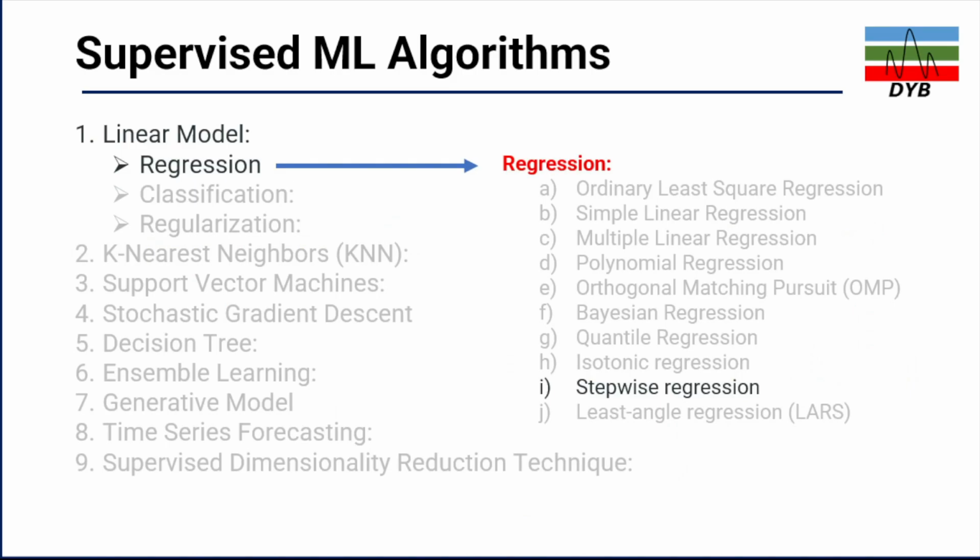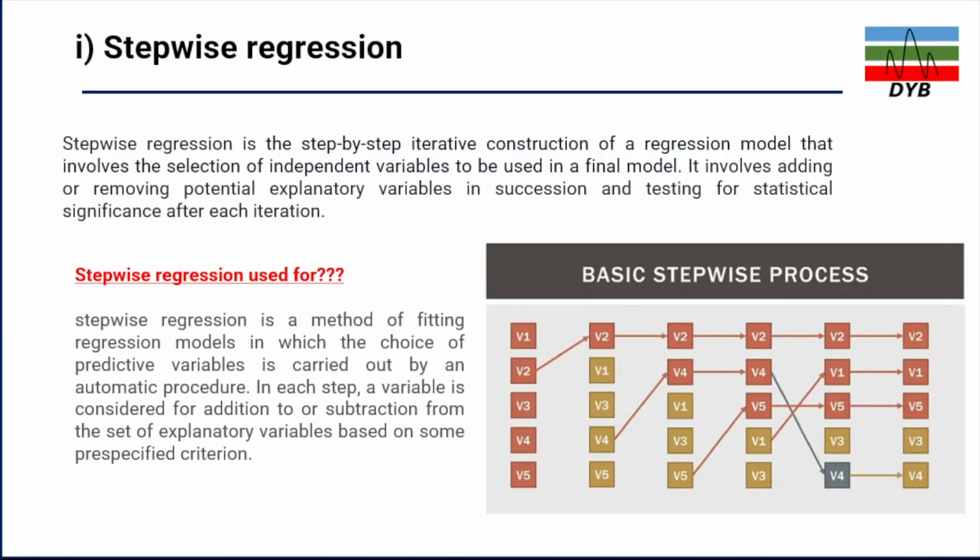The second last type of regression is stepwise regression. This is actually a very simple regression. It is a step by step iterative construction of the regression model that involves the selection of the independent variables to use in the final model. It involves adding or removing potential explanatory variables in succession, testing for statistical significance after each iteration. So you can see the basic stepwise process here. I have another example in the next slide.